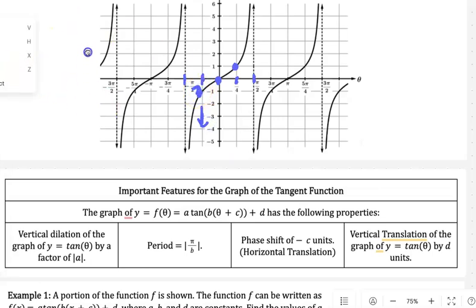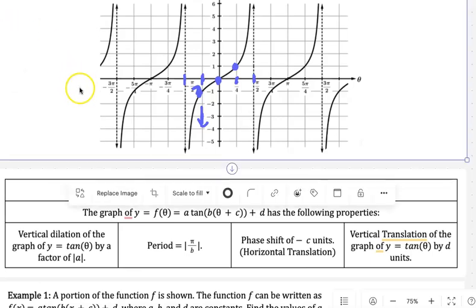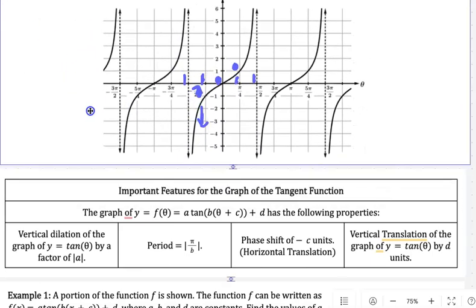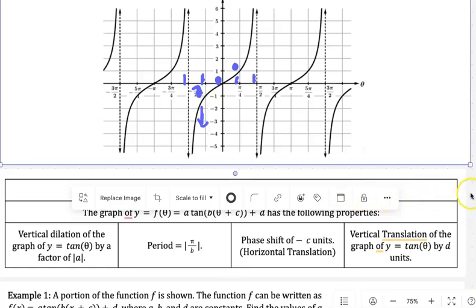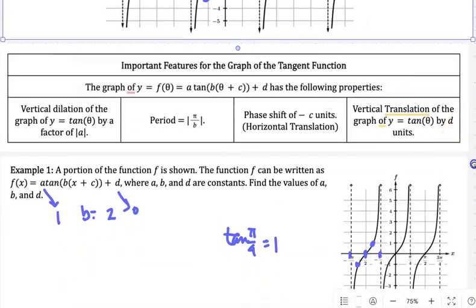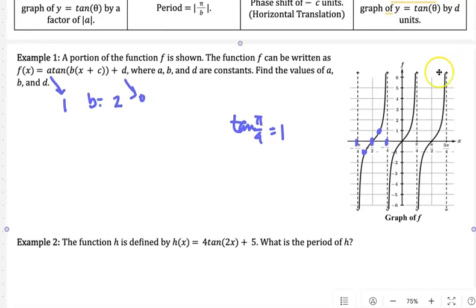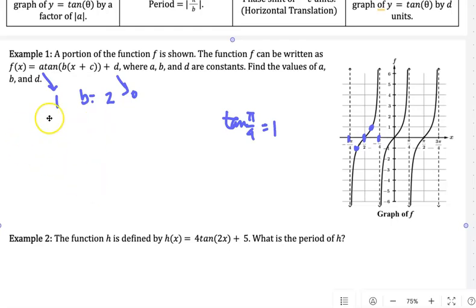So while it is very, very difficult to determine from the graph of a tangent function whether or not there's a vertical dilation, I think we can pretty well say that this one does not have one, because the input value halfway between the x-intercept and the asymptote appears to map to 1, which is what it would do on a standard tangent function.